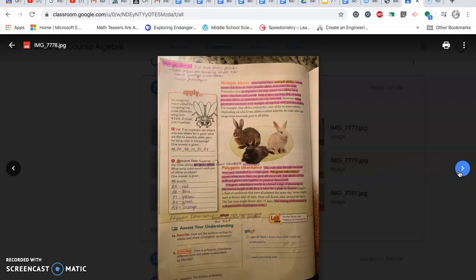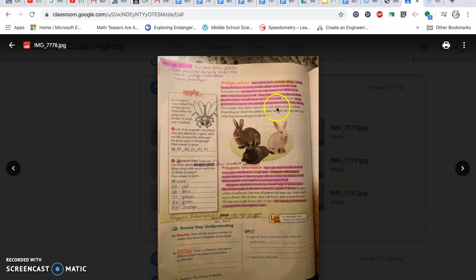Multiple alleles. So some genes, I'm just going to read what it says at the beginning of this paragraph because it's pretty straightforward. Some genes have multiple alleles, which means that 3 or more possible alleles determine the trait. Think eye color in humans. There are not just 2 choices. Eye color in humans would be an example of multiple alleles. Your book gives the example of bunny fur.